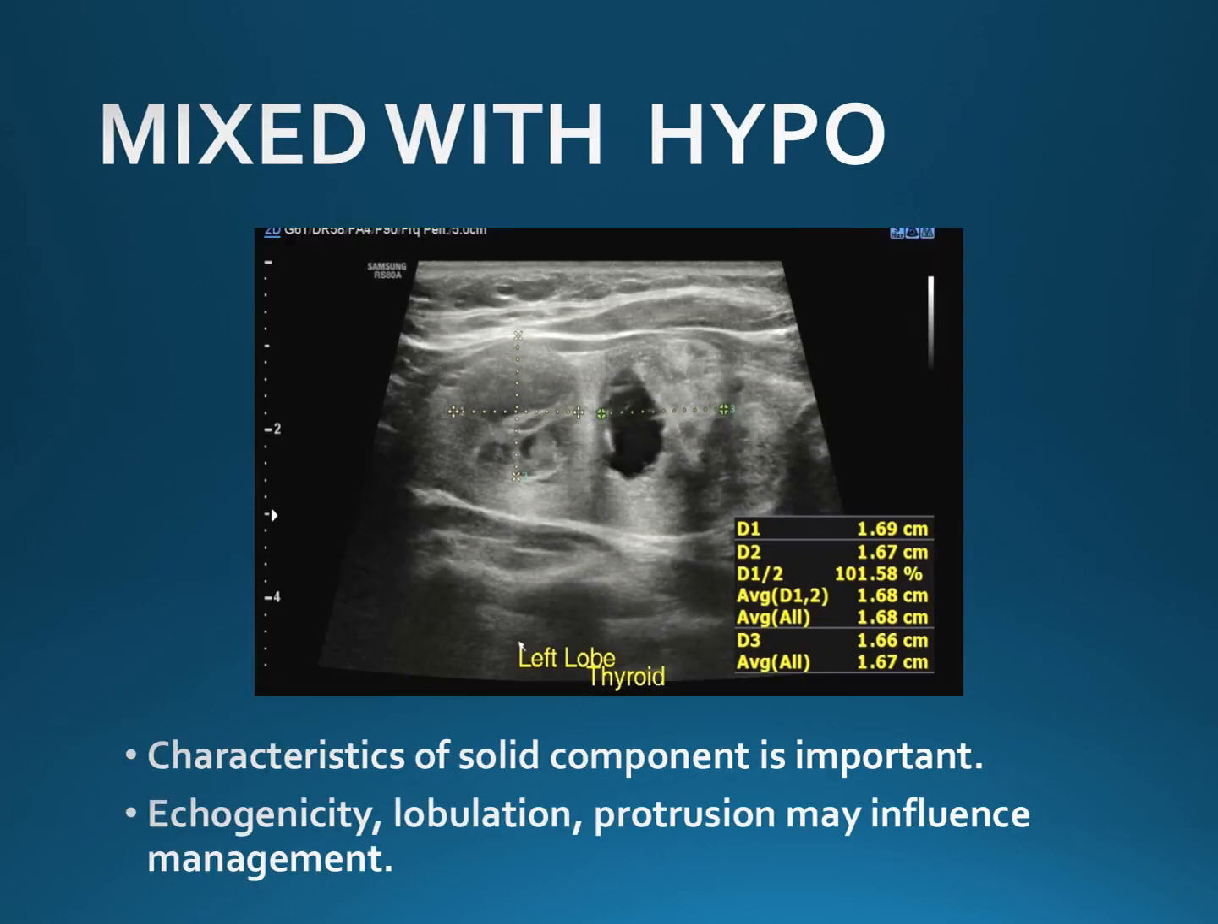In a mixed lesion, the solid part could be hyperechoic or hypoechoic. But if it is hypoechoic as seen in this example, then we should label this as a hypoechoic nodule. The echogenicity, lobulation and protrusion of the solid part influences management of the nodule.